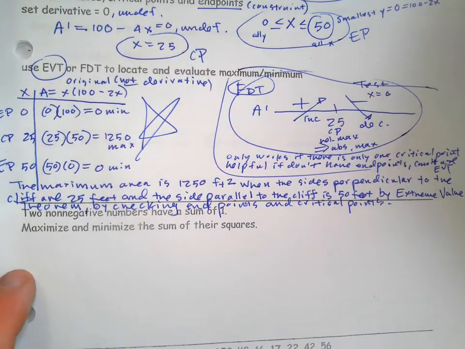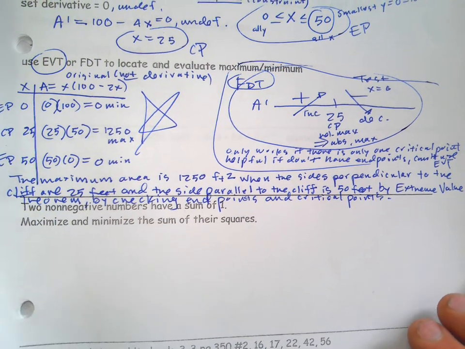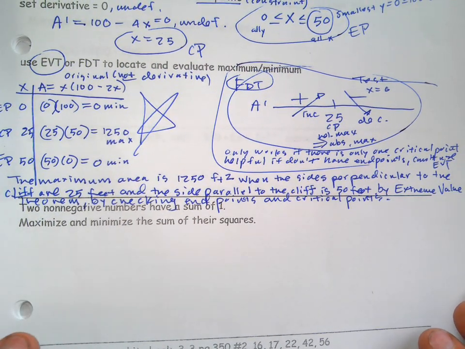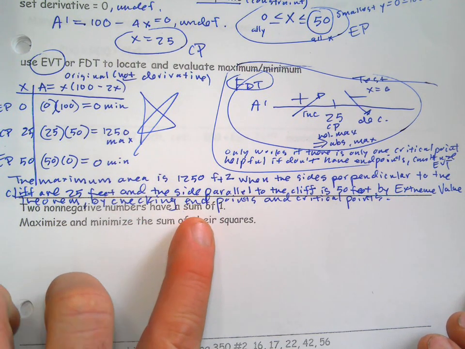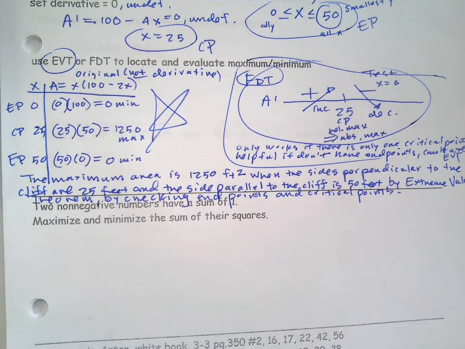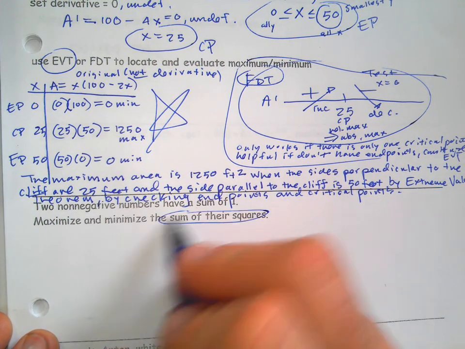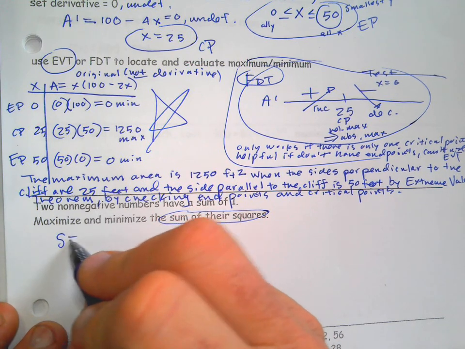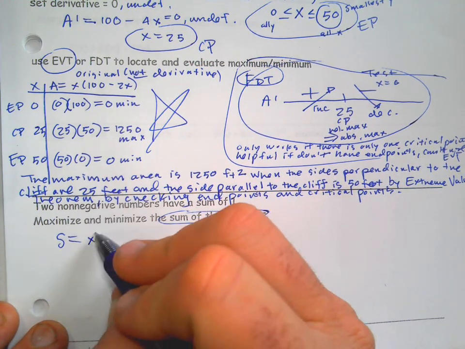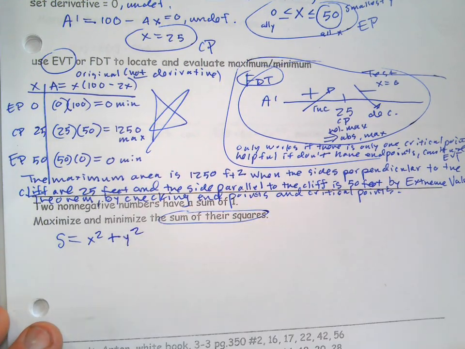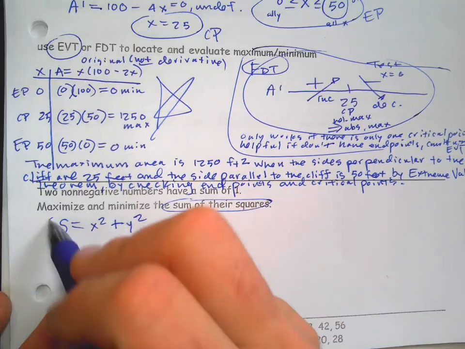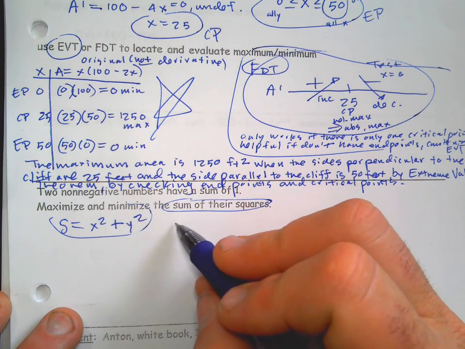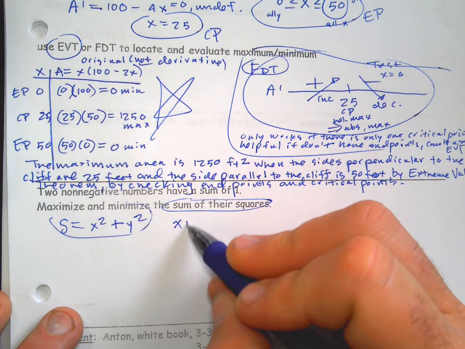Okay. Here's another quick example of an optimization problem that's a little less geometric. It says two non-negative numbers have a sum of 1. Maximize and minimize the sum of their squares. It's going to be the same work to maximize and minimize. The sum of their squares is what we're trying to maximize, minimize. So I'm going to call that S, and the sum of their squares, one of them x squared and one of them y squared. Now, I want to get this in terms of a single variable. So there's this other thing they gave us, that the sum of the two numbers, x plus y, equals 1.